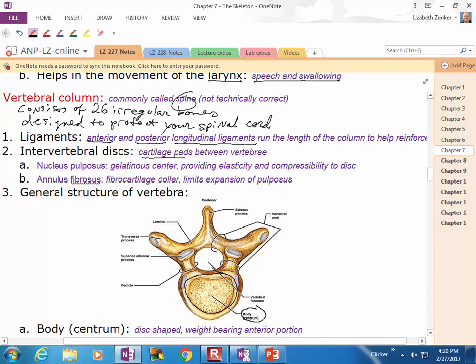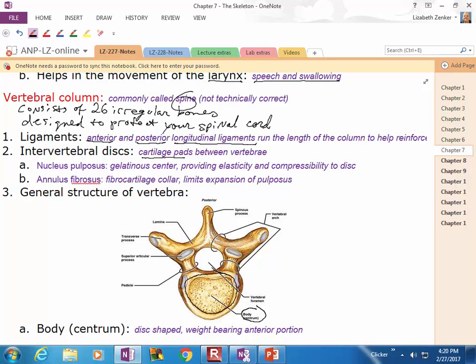In the intervertebral discs, you have two parts. One is called the annulus fibrosus, which is fibrocartilage, and it's like a collar around it. This limits the expansion of the nucleus pulposus. The nucleus pulposus is the center part, and again, we'll see a picture of this in a minute.